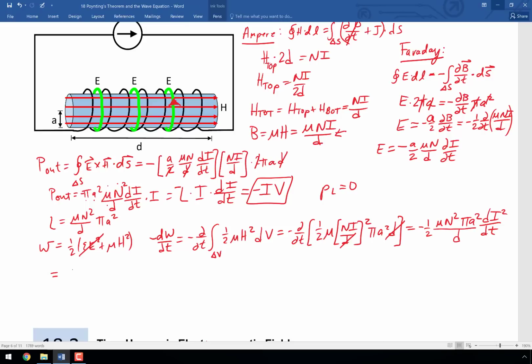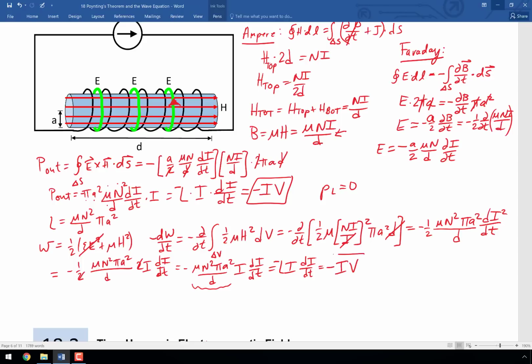So this is going to be equal to negative 1/2 mu n squared pi A squared divided by D, and then the derivative of I squared with respect to time is going to be 2I di dt. And the 2's are going to cancel, and so I'm left with negative mu n squared pi A squared over D times I di dt, and L is this term right here. So this becomes L times I di dt. Oh, I forgot the negative sign. And so this becomes negative I times V.